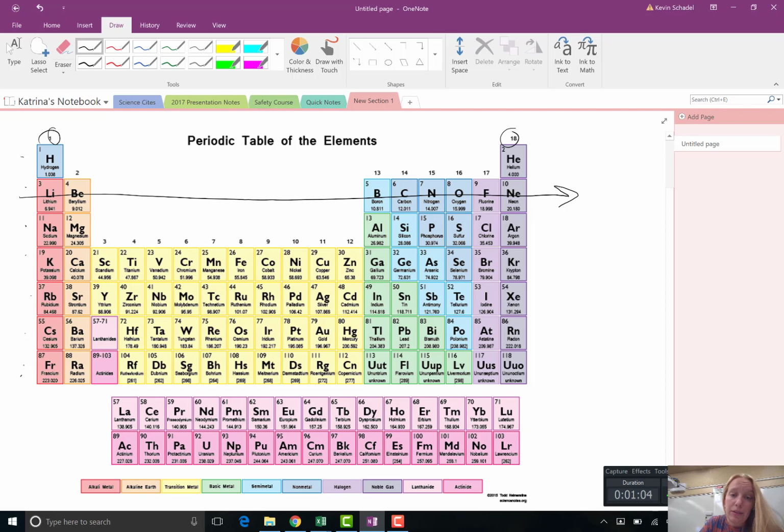Your metals are listed on the left of this staircase. Your nonmetals are on the right. So your nonmetals are the more purpley colored. Your metals are the red through the green. Certain families have particular names.